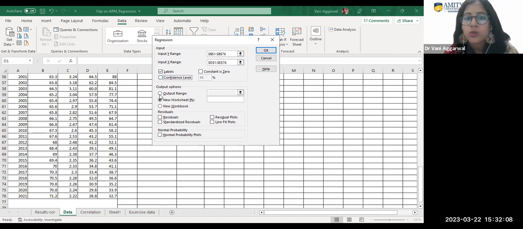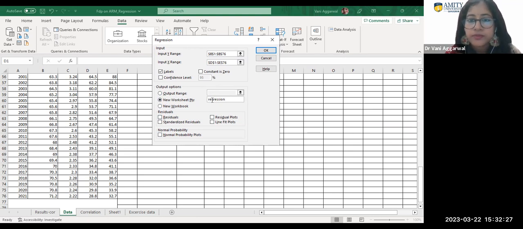Clear? Now output range, I can go here only on the same sheet, but I want a new worksheet, because here there are so many histograms and everything. So new worksheet, I can write regression. Okay.